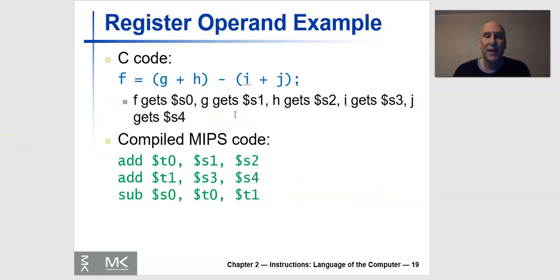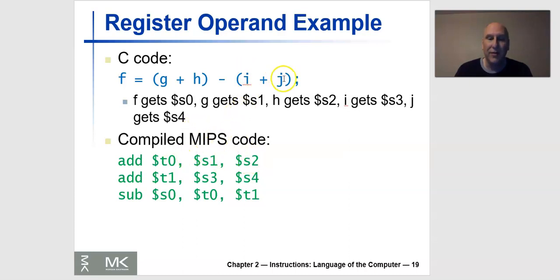And now we got two parentheses, which works the same way. So you got to handle each parenthesis left to right. So first we do g plus h. So add, that'll go in a temporary since it's not the end of the math over here. And so T0 is the destination, S1 for G and S2 for H are your sources.